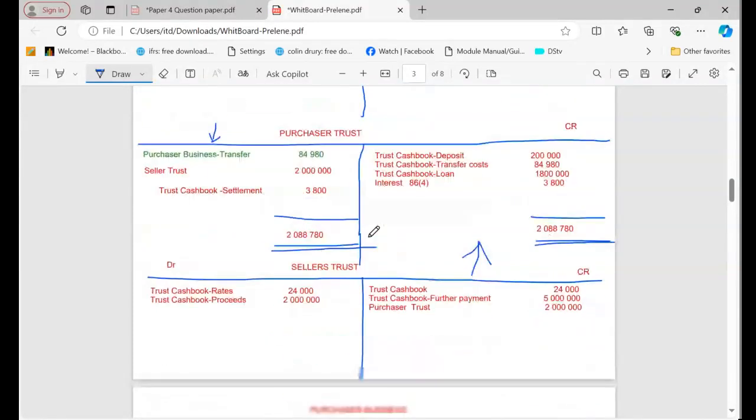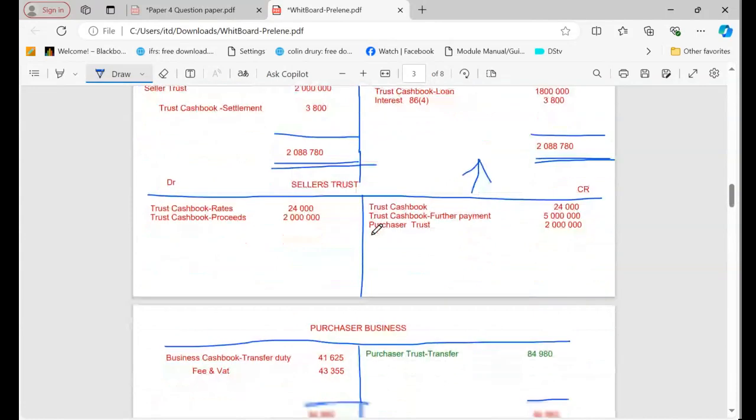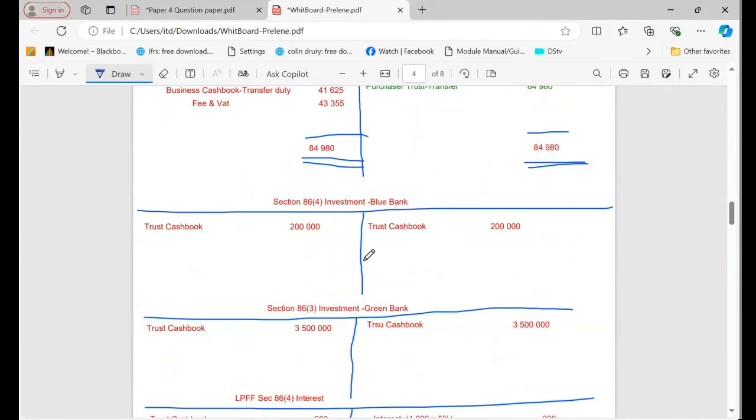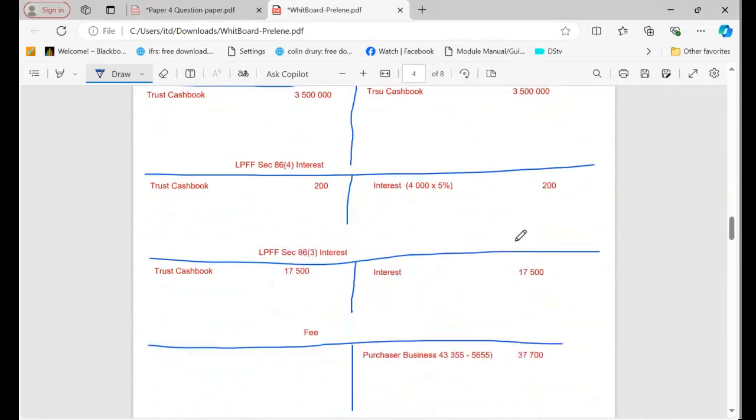Okay. Remember, this one is balanced. This one is balanced. This one is balanced. This one's balanced. This one is balanced. This one, you don't have to balance it.